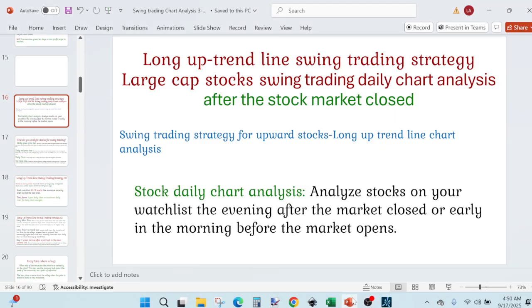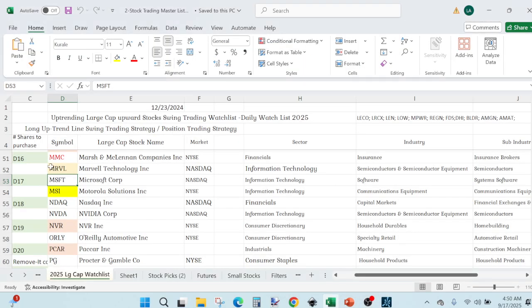Hello, swing trading strategy for upward stocks, long uptrend line, chart analysis. We have upward stocks here, large caps upward stocks, the watch list, and we are going to analyze two of them in this video using our long uptrend line swing trading strategy.